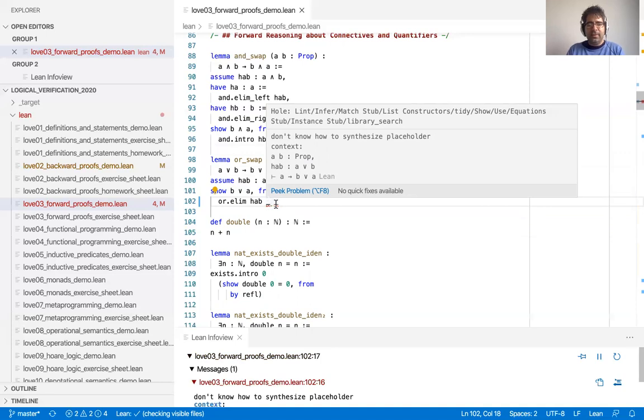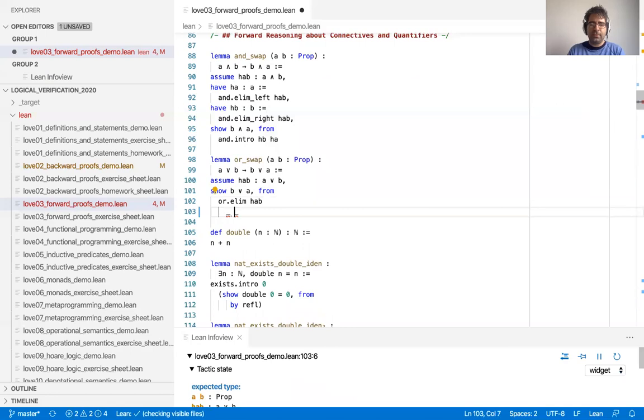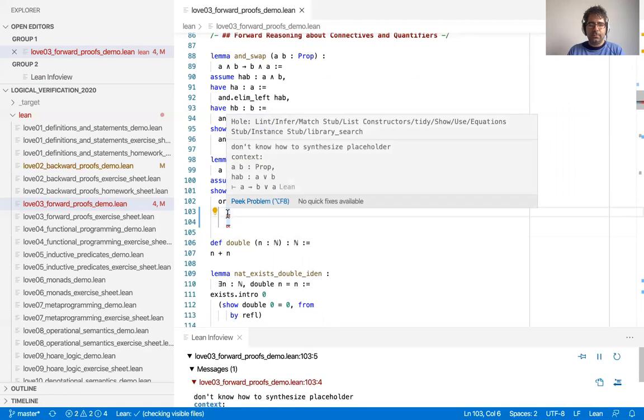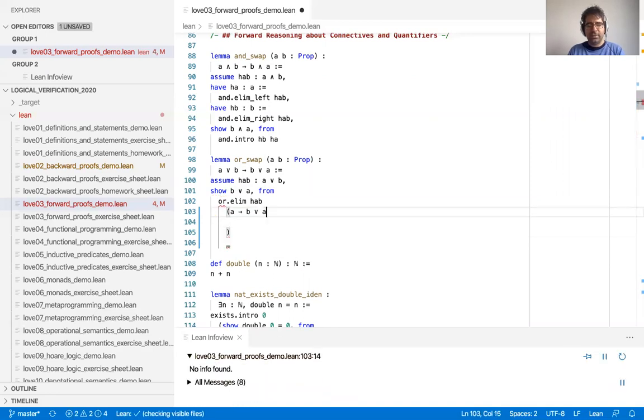Okay, and now we see by hovering over these underscores what goals we have to prove, and then we can recursively use assume, use show, and so on. So I'm going to do the left branch here. I can predict this will get big, so I'm going to put these on their own lines. All right. So here the goal is A implies B or A. What is the top level symbol? Implication. So I'm going to do an assume. I'm going to say assume A, show B or A. And very important, I need parentheses at this point, otherwise this is not going to work.